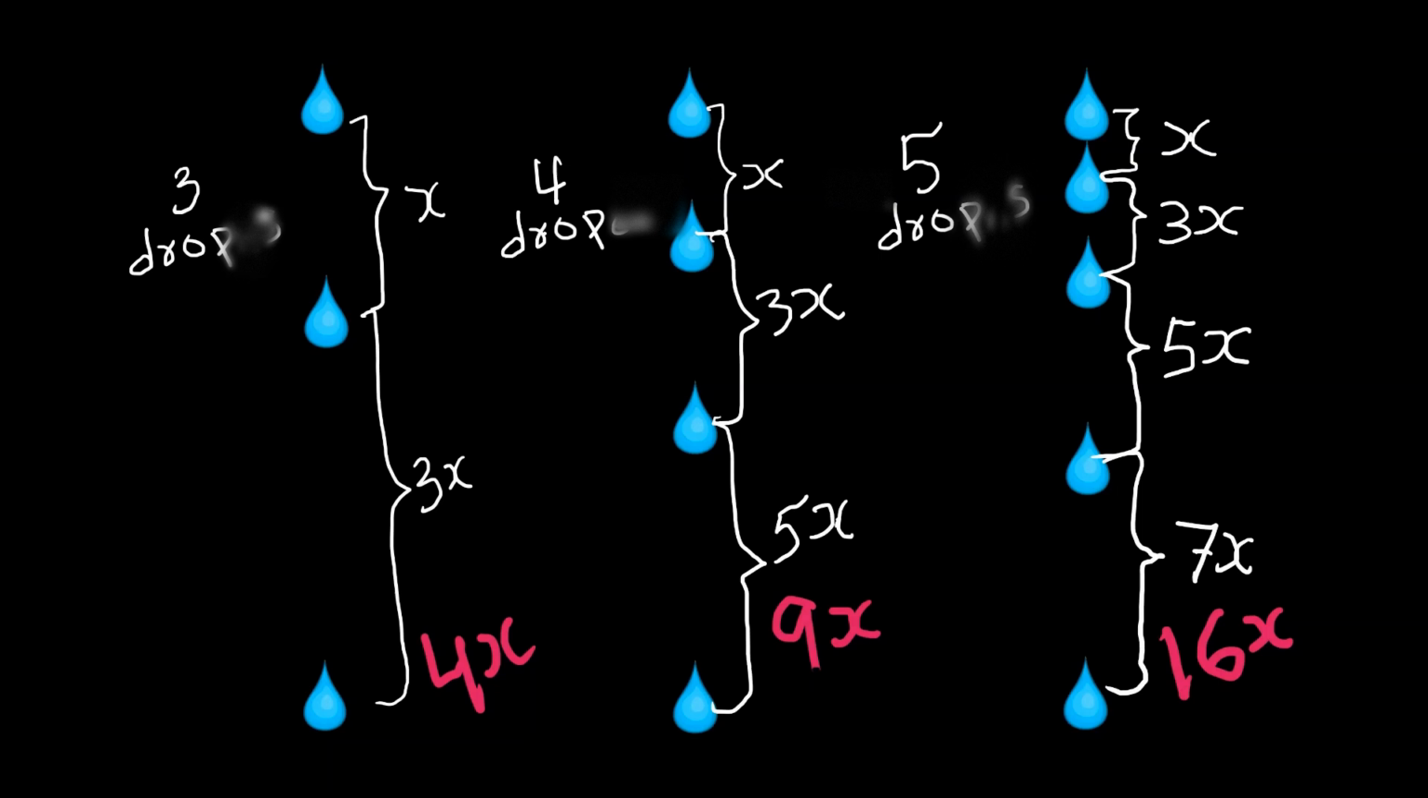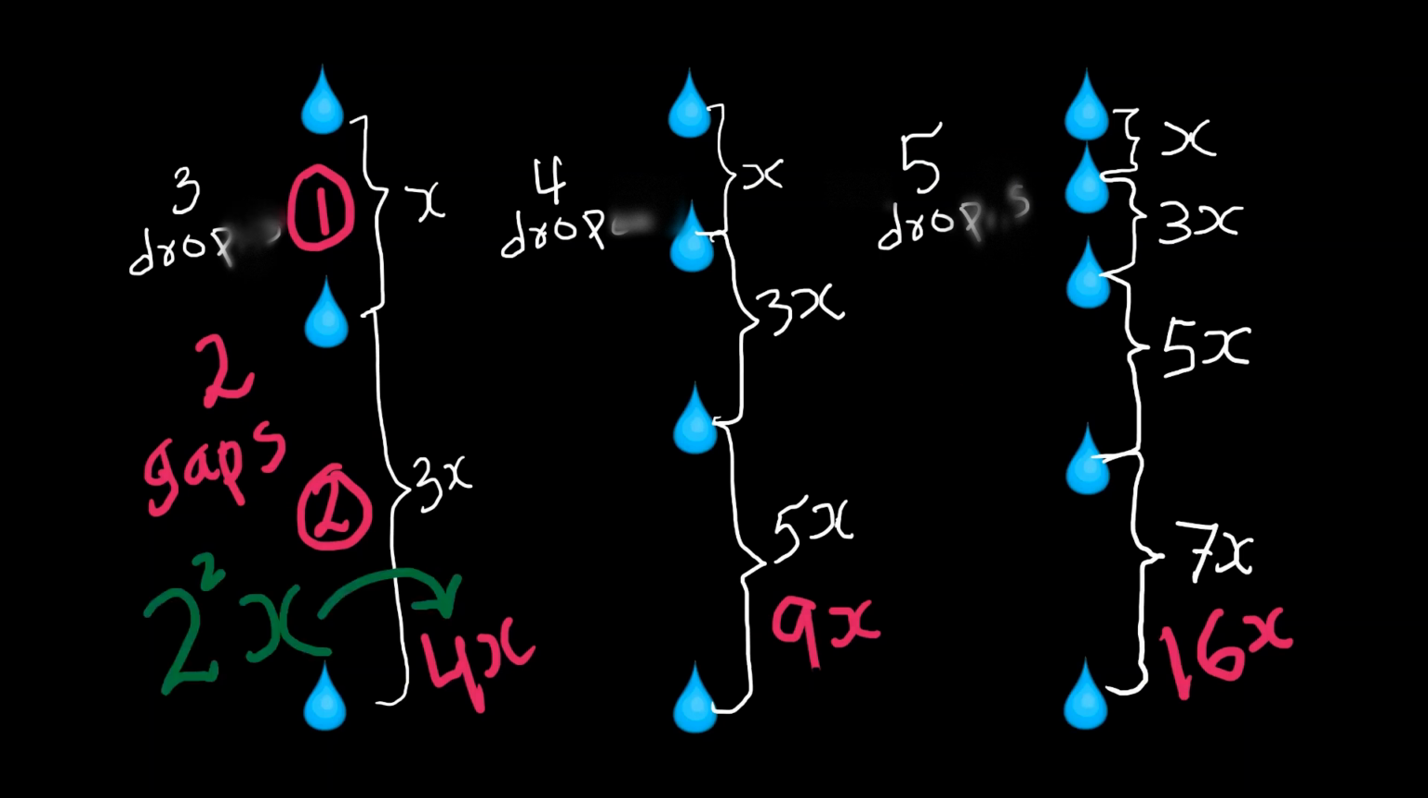But I will show you an even simpler way. Even without doing all this, we can do this. How? See, in the 3-drop case, how many gaps are there between the drops? Two gaps: 1, 2. Just take the square of this: 2 square times x. That will be your 4x.